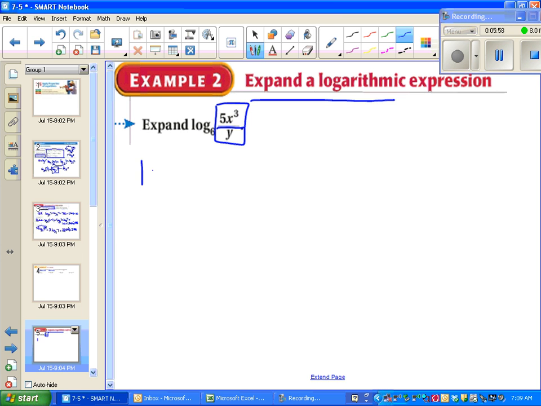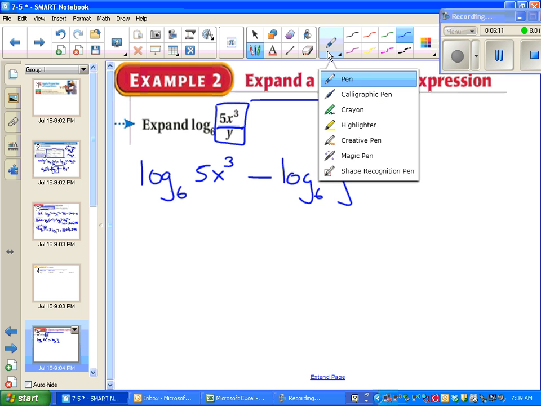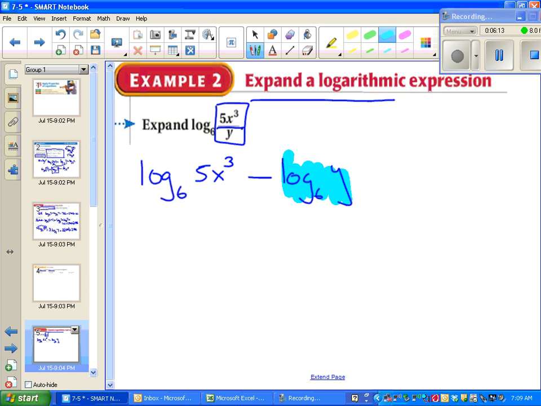If we look at this, part of it seems like we can't go any further, but the other part looks like we can. Inside there, we've got 5 times x to the third. So we're going to use the product property to split up the 5 times x to the third. This becomes log base 6 of 5 plus log base 6 of x to the third, and we still have the minus log base 6 of y.